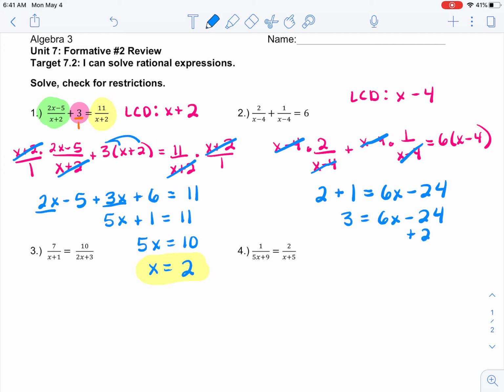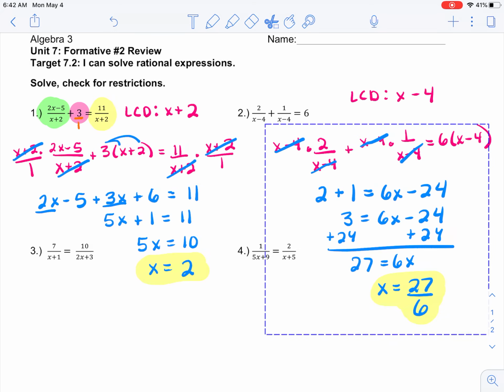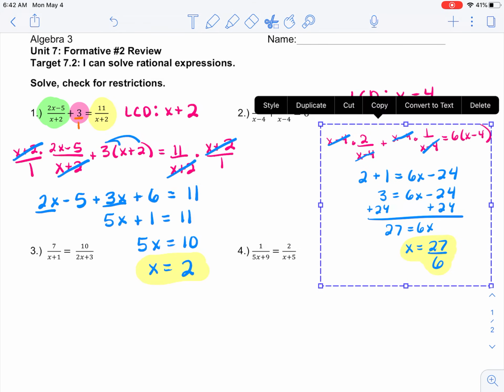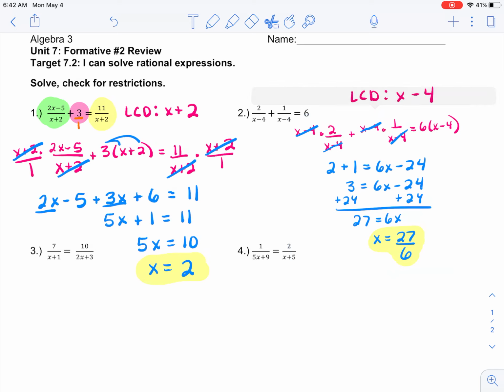And then from here, I'm going to add 24 to both sides. I get 27 equals 6x, and then if I divide by 6, I get 27 over 6. Okay, and so these first 2 problems are the ones that I taught in the last video. These are a little bit more complicated than the next set of problems.